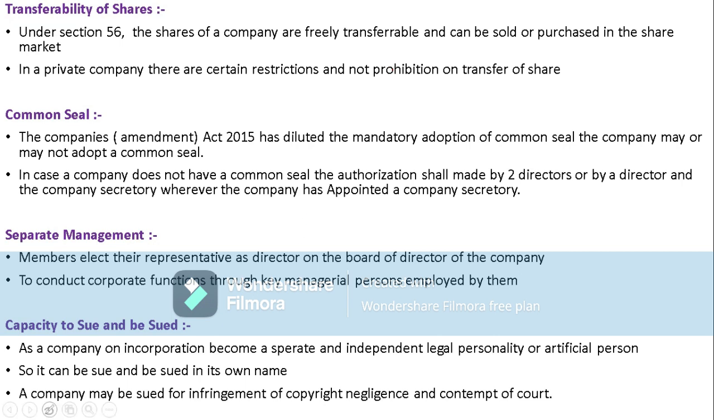Why? Because, for example, A company may be sued for infringement of copyrights, negligence and contempt of court by B company. Likewise, A company may sue for injury done to its business reputation by defamation by B company. Likewise, certain cases will be there like infringement of copyrights, negligence, and injury that happened to the company. On all these different issues, a company may sue or else may be sued. I think you may understand. For example, A company may sue the other company or else it may be sued by the other company, right?